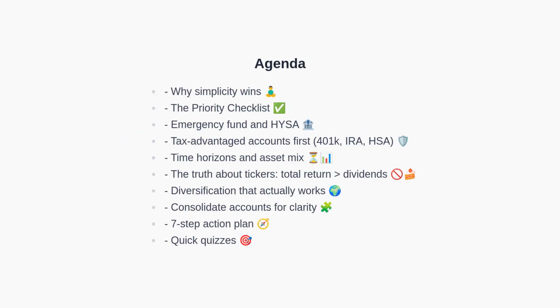Here is the agenda. Why simplicity wins, the priority checklist, emergency funds and HYSA, tax-advantaged accounts first including 401k, IRA, and HSA, time horizons and how they shape your asset mix, the truth about tickers and focusing on total return over dividends, practical diversification, consolidating accounts, a 7-step action plan, and 2 quick quizzes.